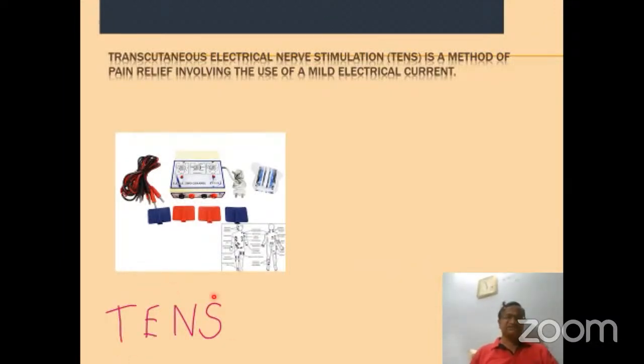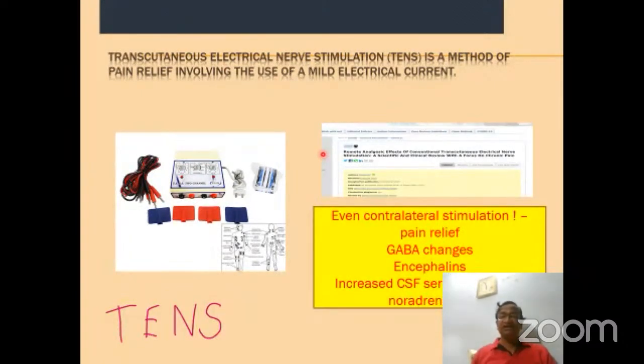What we thought was TENS, transcutaneous electrical nerve stimulation. If you keep the TENS paddles here and give a stimulation, it is likely to work like the gate control theory and cause pain relief. Now they say this pain relief is also due to descending modulation, because of contralateral stimulation. If you stimulate the left hand, there is a decrease in pain in the right hand. How is that possible? If you are going only by the gate control theory, there are some GABA changes, some enkephalin changes.